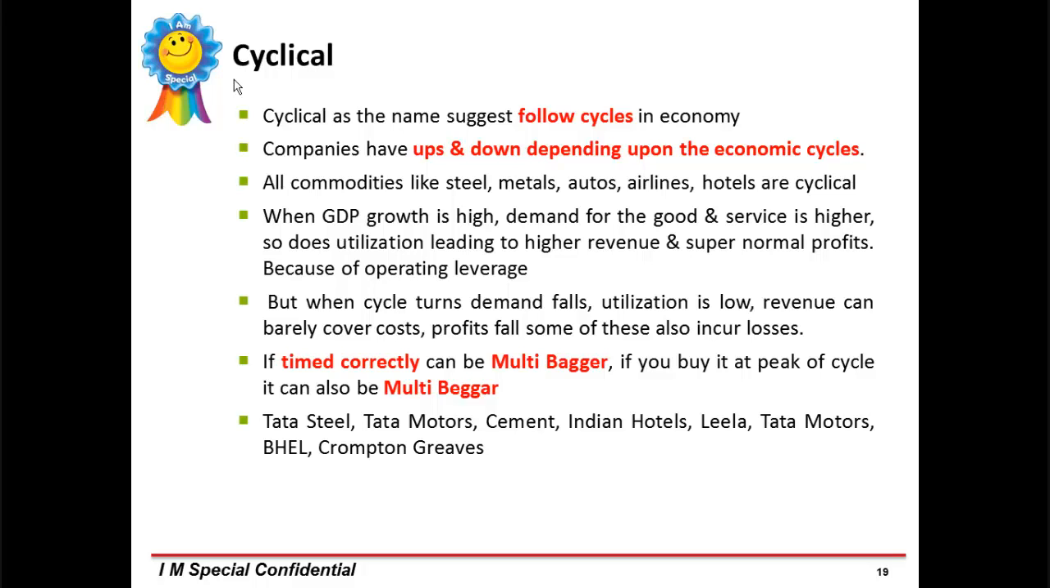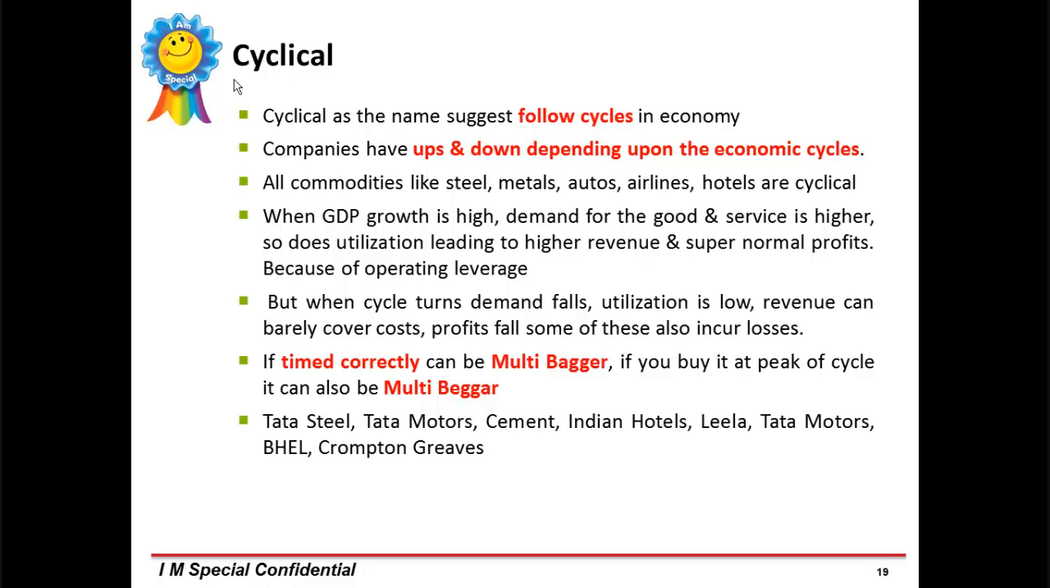Because whenever the utilization picks up, these companies enjoy operating leverage. But when the cycle turns, demand falls, utilization is low, revenue can barely cover cost, profit falls, and some of these also incur losses. If timed correctly, many of these stocks can be multi-baggers, and if you time it wrongly or if you buy at a peak of the cycle, these can also be multi-beggars. So remember, multi-bagger and multi-beggar.